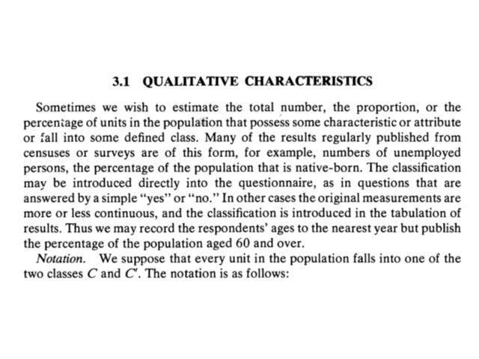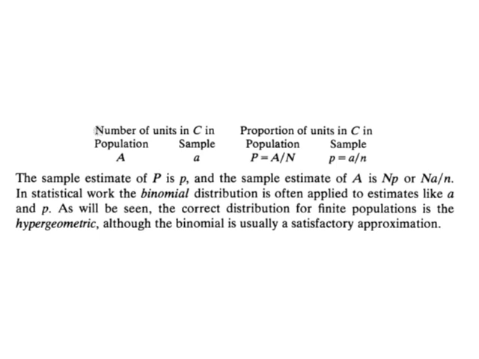Notation: we suppose that every unit in the population falls into one of two classes, C or C complement. The notations are in the following table, where the number of C units in the population is capital A, and in the sample is small a. The proportion of units in C in the population is capital P equal to capital A over capital N, and in the sample small p equal to small a over small n. The sample estimate of capital P is small p, and the sample estimate of capital A is N times p, or N a over small n.